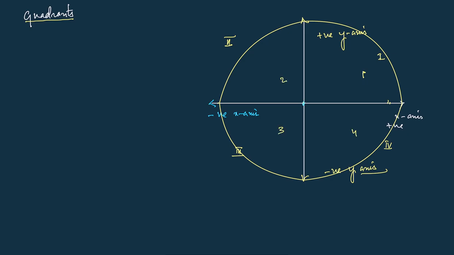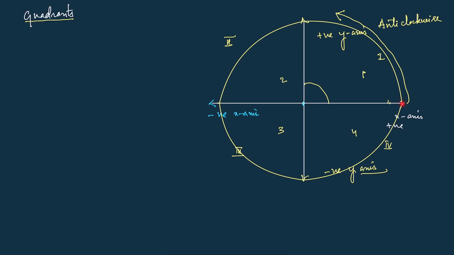Okay, what about this from here to here? See, if you are moving to this side, it means you are moving in an anti-clockwise direction. Anti-clockwise direction. Like the hands of a clock move clockwise, but when you are measuring angle, you are moving from this side. That's why it is an anti-clockwise direction.